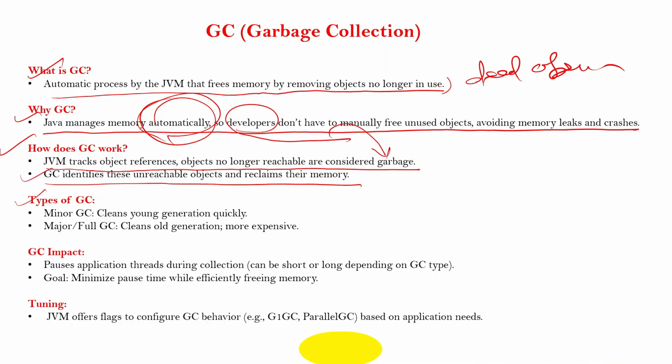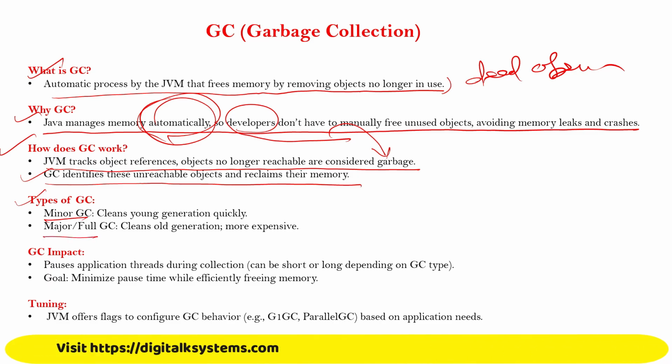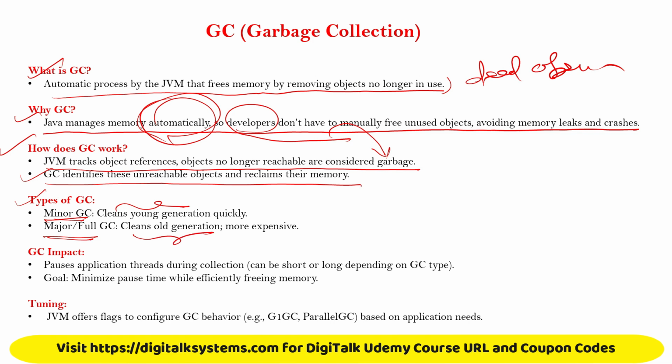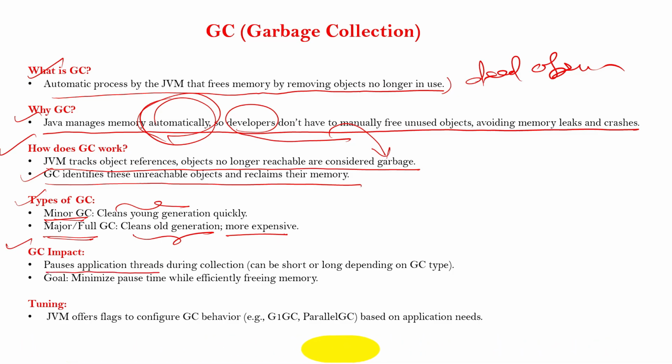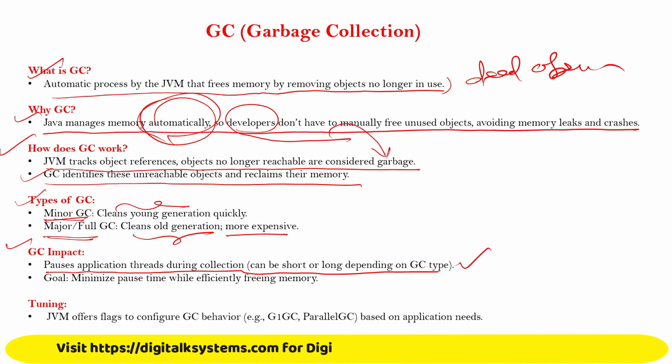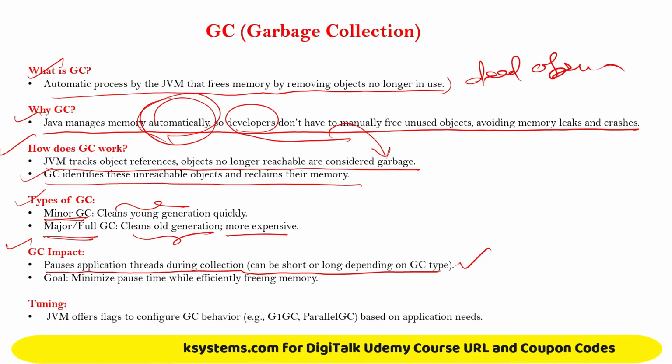So we have two types of garbage collection, minor GC and major GC. Now it is clear that minor GC occurs in the young generation and major GC occurs in the old generation, which is very expensive. GC impact, as I said, is that it pauses application threads during collections, which can be short or long depending on the GC type. If the pause is very long, the application is going to be halted for a longer duration. If it is short, there will be good performance of the application.